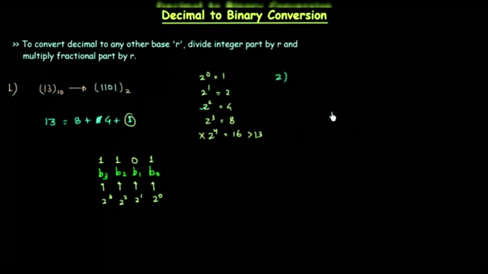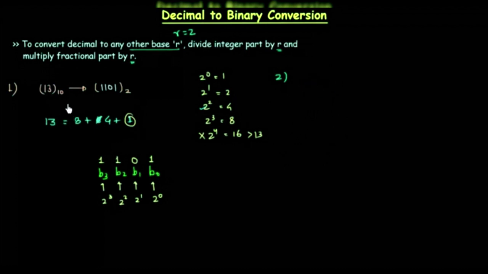In this method we have to divide the number by 2 to convert a decimal number to any other base R, in this case R is equal to 2. We have to divide the integer part by R and multiply the fractional part by R. First we will see an example in which there is no fractional part. Then in the next example we will solve one problem in which there is a fractional part. So for the first example of method number 2, we don't have the fractional part in the decimal number.